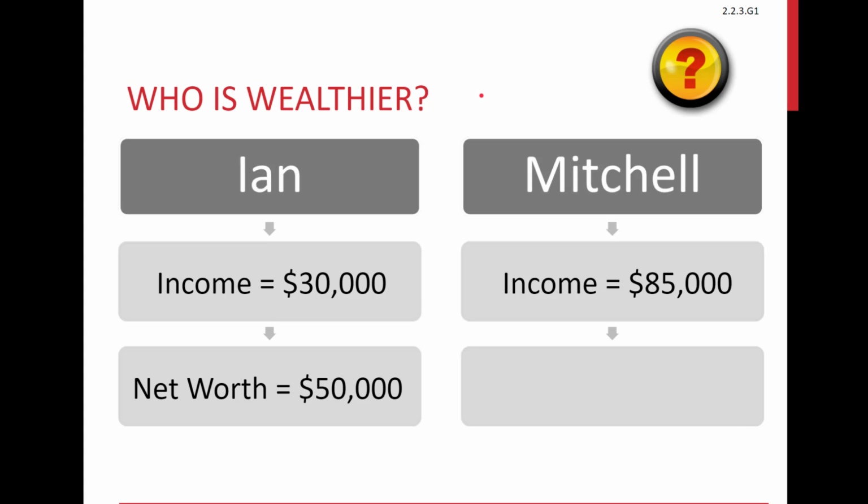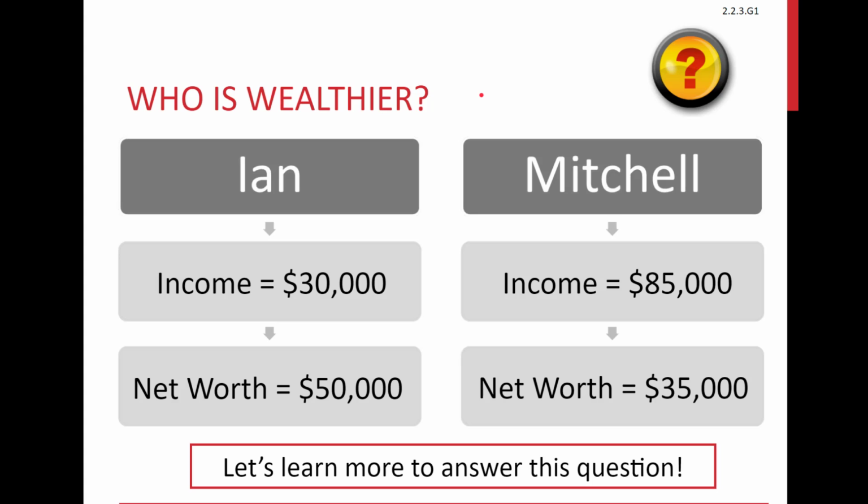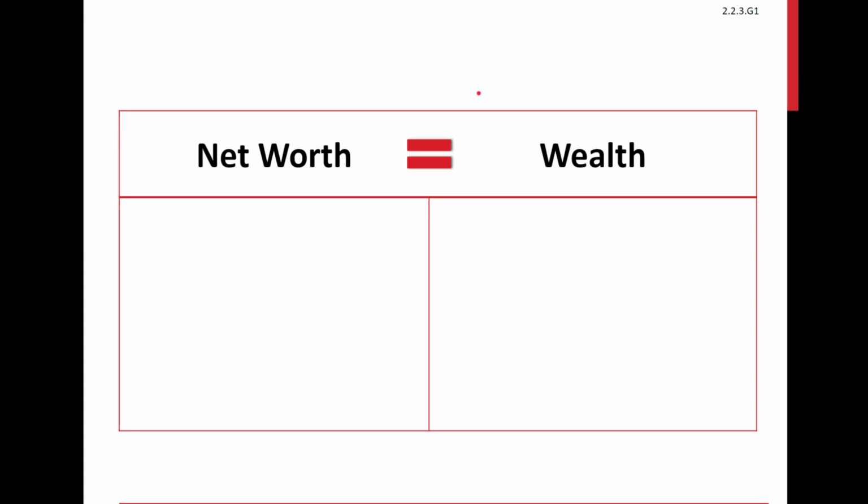But if I tell you that Ian has a net worth of $50,000 and Mitchell has a net worth of $35,000, that might change your answer. So we're going to learn more to be able to actually answer this question, talking a bit about net worth today. So this is important, write this down.